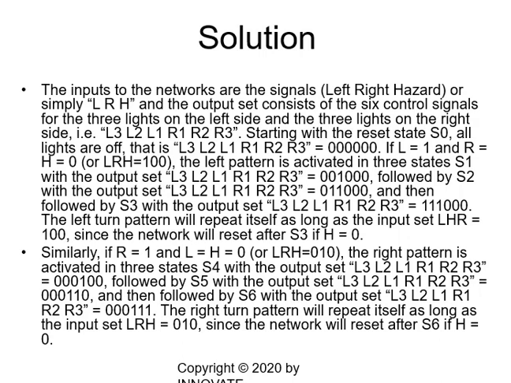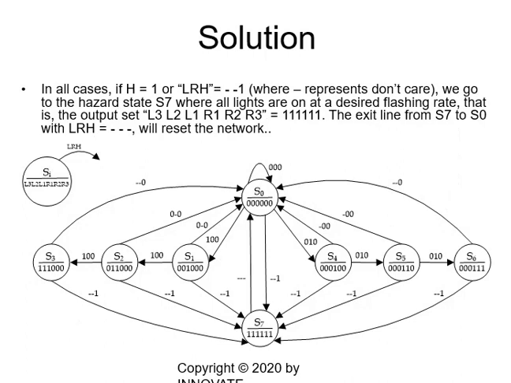And we continue as long as the hazard is 0. We repeat the cycle over and over again, and the right turn pattern will repeat itself as long as LRH is 0, 1, 0. But once H is 1, we will go to the hazard state. So let's look at the design, how it will look.